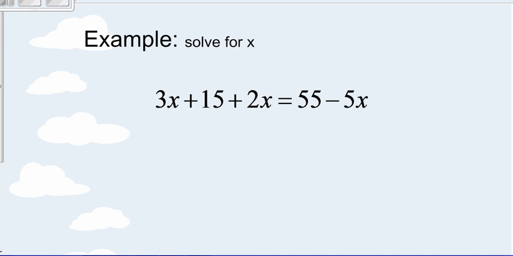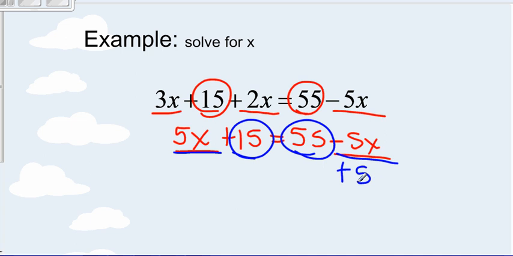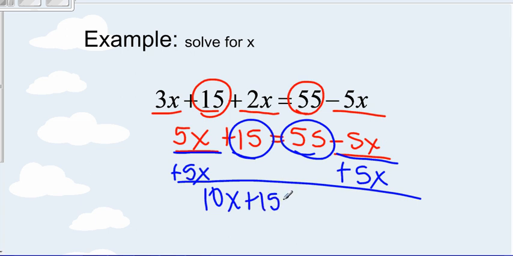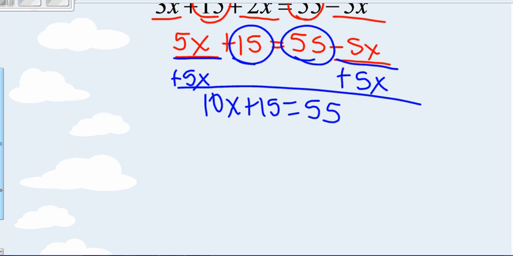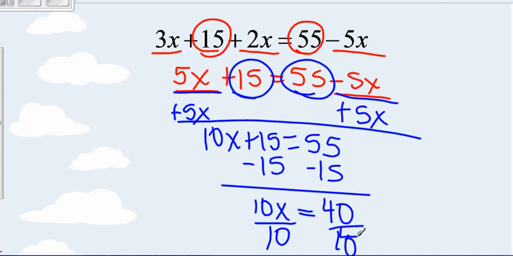Okay, again, here we are still having a little more happening. You're going to combine terms on the same side before you start moving things around. Okay, so I have a 3x and a 2x, which gives me 5x plus 15 equals 55 minus 5x. Again, I'm going to underline and circle. Okay, I'm going to add 5x to both sides. So I get 10x plus 15 equals 55. Subtract 15 from both sides. So 10x equals 40, and then divide by 10. So x will equal 4.